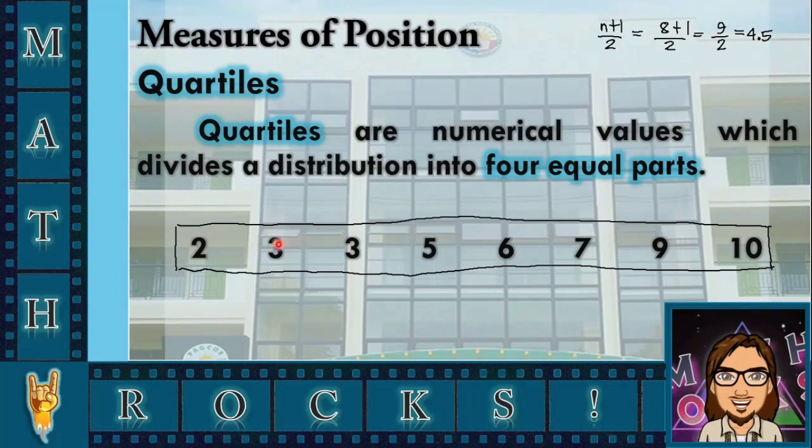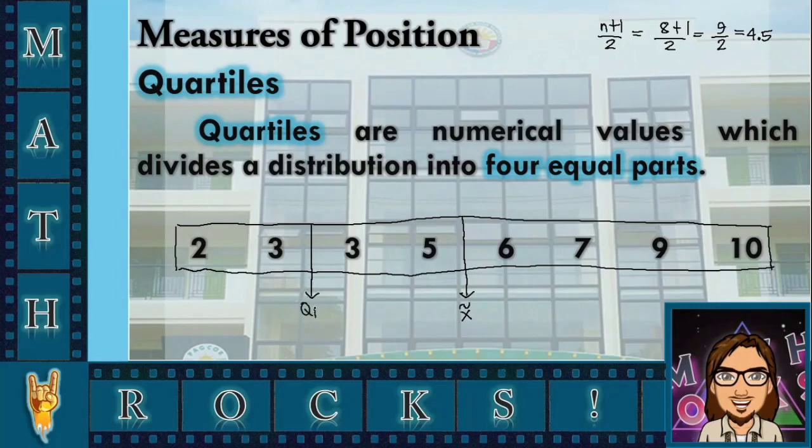Counting, we have 1, 2, 3, 4. So this is the fourth observation, this is the fifth. The median is located halfway between those two. So this is your median. And as you can see, the median divides the distribution into two equal halves with 4 observations each. With that, we can then again divide the first half into 2 equal parts, naming the quarters.